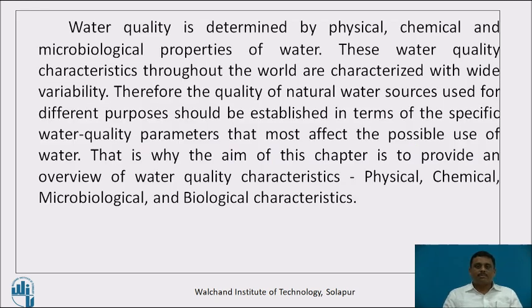Water quality is determined by physical, chemical and microbiological properties of water. These water quality characteristics throughout the world are characterized by wide variability. Therefore, the quality of natural water sources used for different purposes should be established in terms of the specific water quality parameters that most affect the possible use of water. That is why the aim of this chapter is to provide an overview of water quality characteristics such as physical, chemical, microbiological, and biological characteristics.